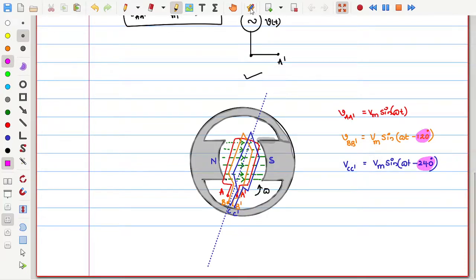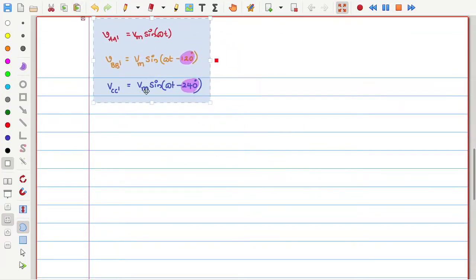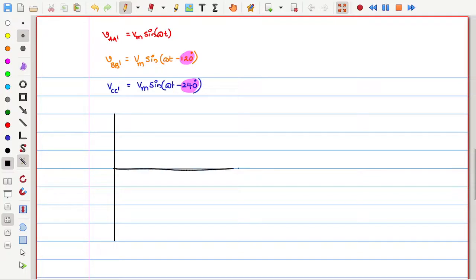Now if you plot all these three, you will get a very interesting nature. Let us see how it looks. Let us take these three voltages and plot them. We have already seen how to plot a sinusoidal voltage previously. So let us say this is the omega t axis, when omega t is equal to 0.